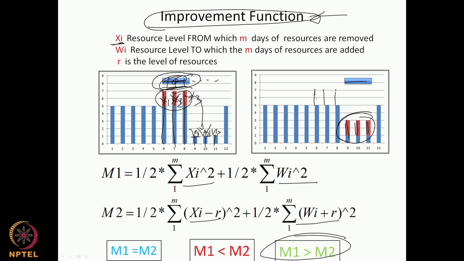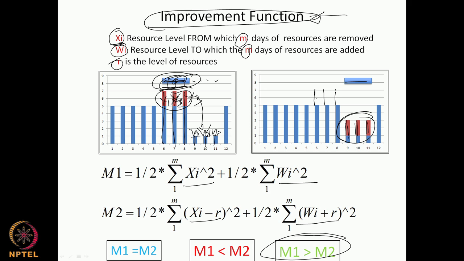It involves shifting of a single activity. The resource load of that activity is R. Before shifting, the resource level on those particular days is xi, and before shifting, the resource level of the days to which you are going to shift is wi. You are shifting by m days, and you have to be careful. We will later look at why we have to be careful with m.